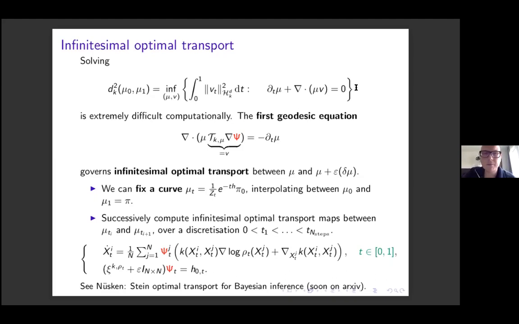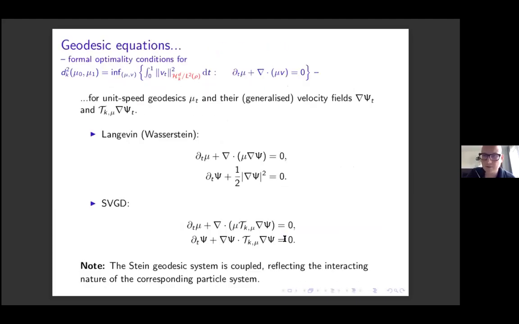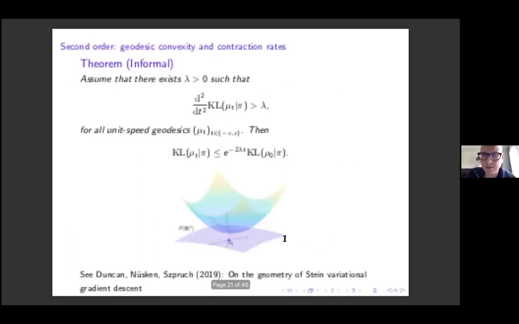But what is of course the problem straight away is that, for instance, we could look at this formulation over here and try to solve it. But this is computationally very demanding, because you would need to find this infimum. And in fact, the optimizers, at least formally, are characterized by these geodesic equations, so by a system of coupled PDEs, which is very unappealing computationally.